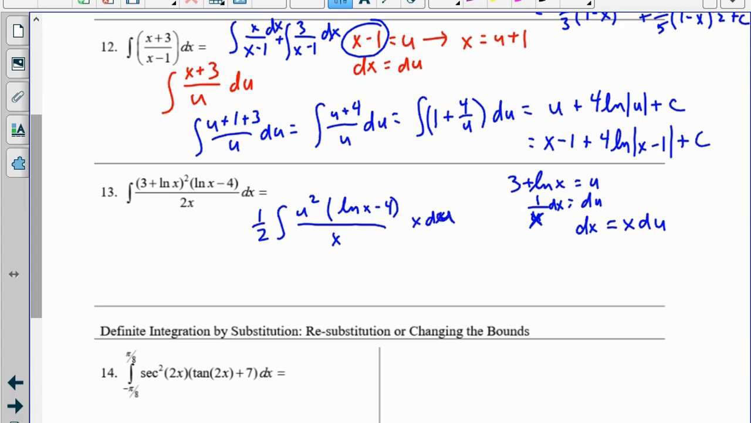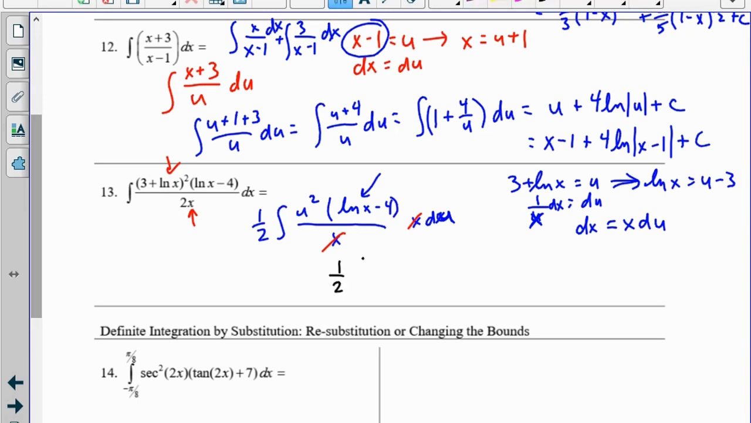So this is good. The x's cancel, which is nice because I had a natural log of x in the numerator and the denominator. So that kind of worked out pretty well. Now notice that I still have this ln of x in here. So I'm going to take what I have with 3 plus natural log of x equals u. I'm going to make natural log of x equal to u minus 3. So I'm going to replace this natural log of x with a u minus 3.